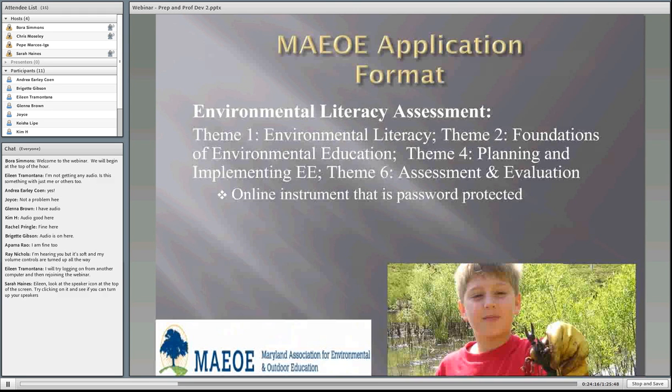There's an online environmental literacy assessment that was written by Tom Marcinkowski at Florida Tech. And so it's password protected. They have to get a password to go online to that site and take the quiz. And the quiz is mainly ecology, biology and ecology concepts that an environmental educator would be expected to know. And the themes that are covered are listed there on the screen.